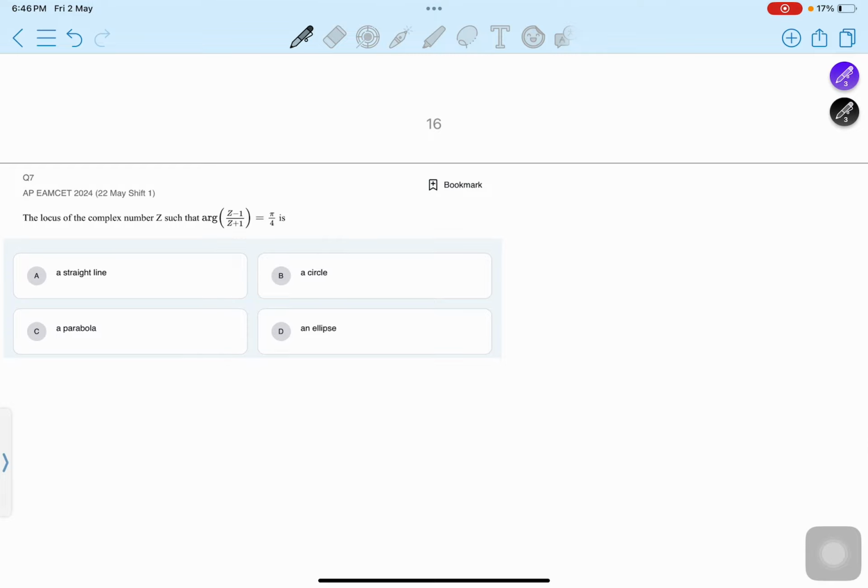Okay, next is the given condition: the locus of the complex number z where the argument of (z minus 1) upon (z plus 1) is equal to pi by 4. Is it a straight line, circle, parabola, or ellipse? We can check that. So how do we check whether it is a parabola, ellipse, or hyperbola?